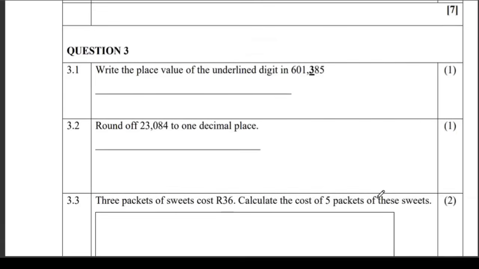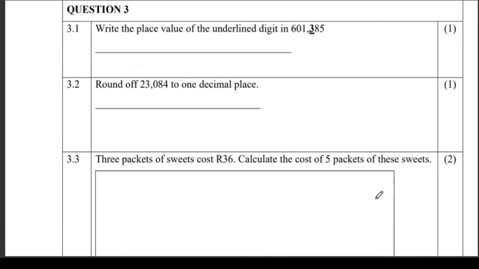Then question number 3, place values. Write down the place value of the underlined digit. So we know that 1 represents units. Some people call it ones. 0 will be the tens. 6 will be the hundreds. But the first digit after the comma is known as the tenths. Since they want the place value, we just leave it like that. So tenths or 1/10 is the value.